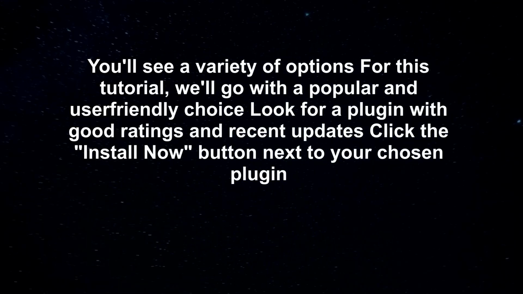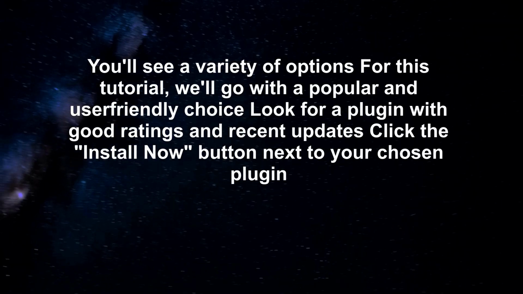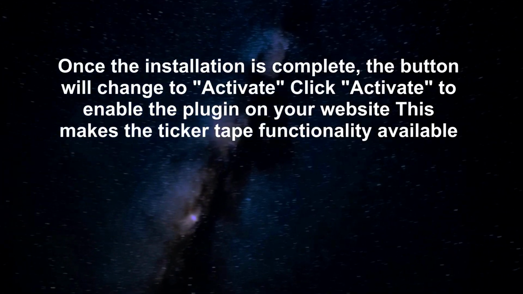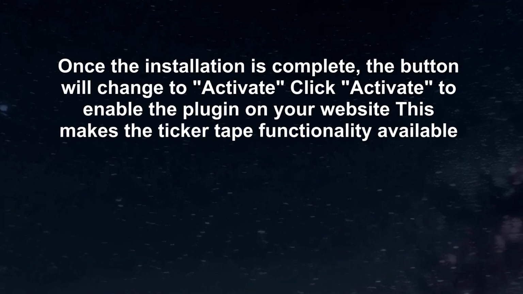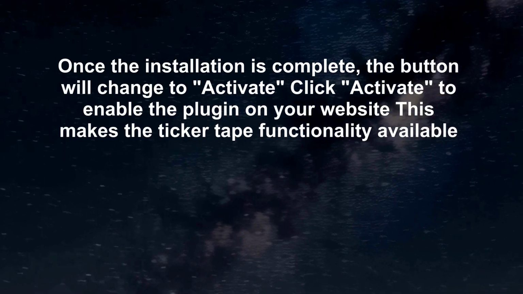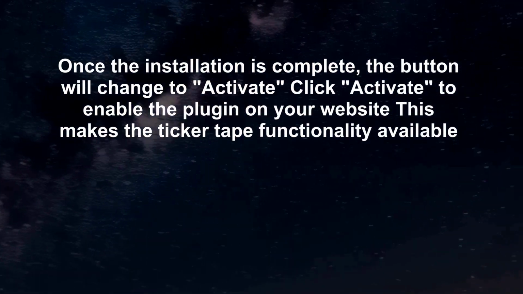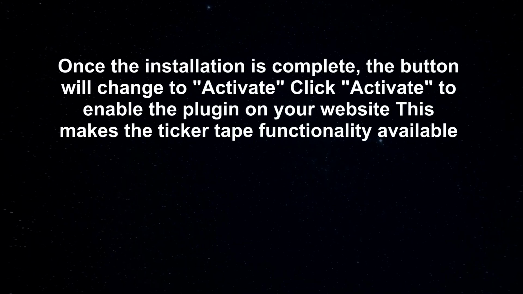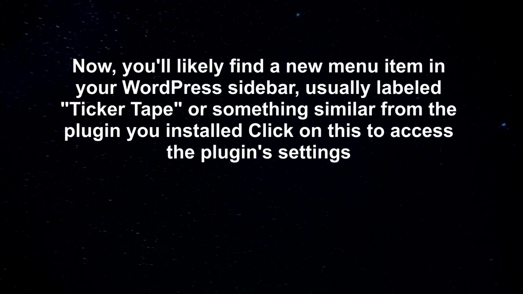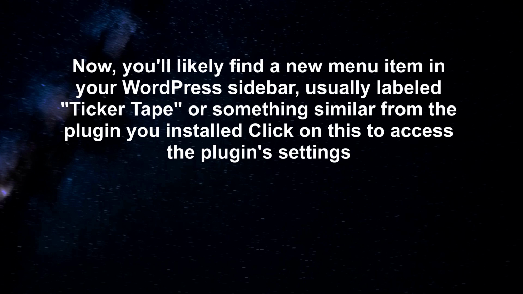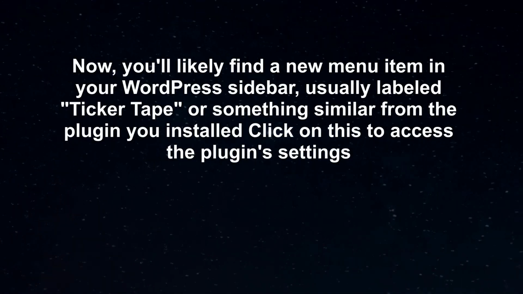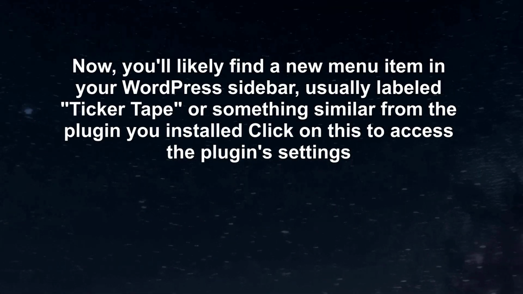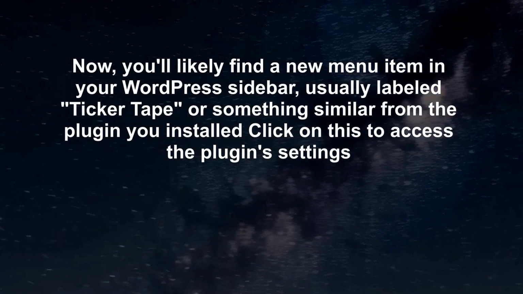Click the Install Now button next to your chosen plugin. Once the installation is complete, the button will change to Activate. Click Activate to enable the plugin on your website. This makes the ticker tape functionality available. Now, you'll likely find a new menu item in your WordPress sidebar, usually labeled Ticker Tape, or something similar from the plugin you installed. Click on this to access the plugin settings.